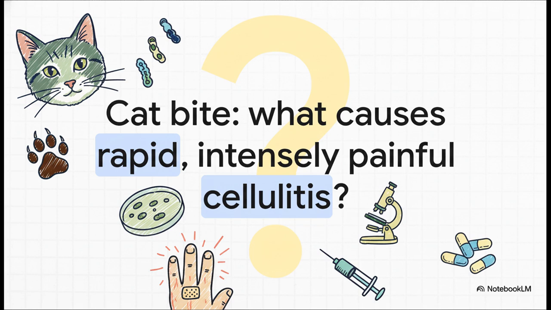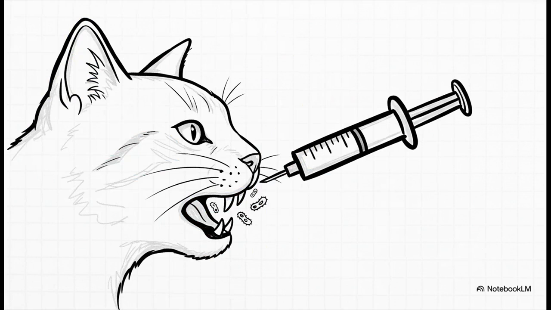You get a call about a patient with an animal bite, especially a cat bite, and the infection is just exploding. We're talking intense pain, swelling, all happening way faster than you'd expect from a typical staph or strep infection. That incredibly rapid onset, that's your big clue. And the answer, of course, is Pasteurella multocida.